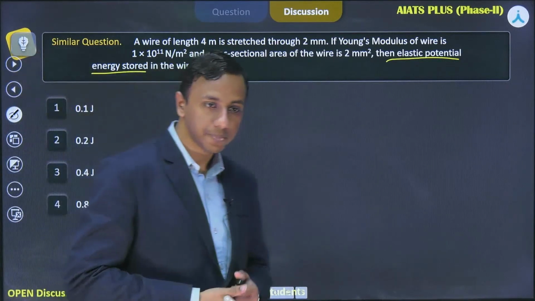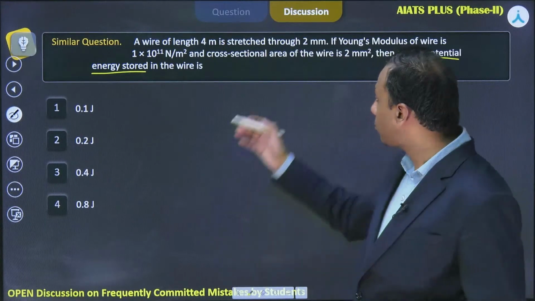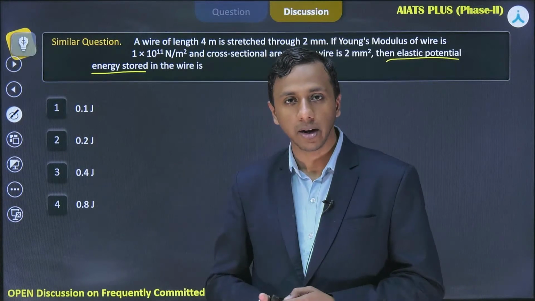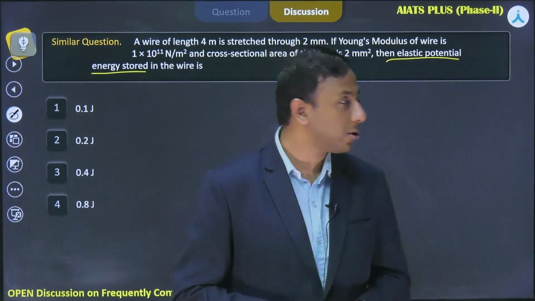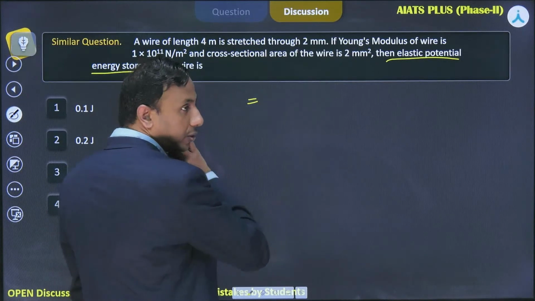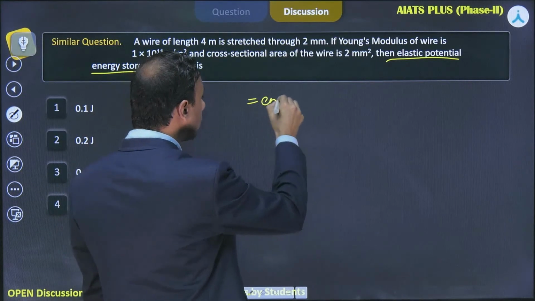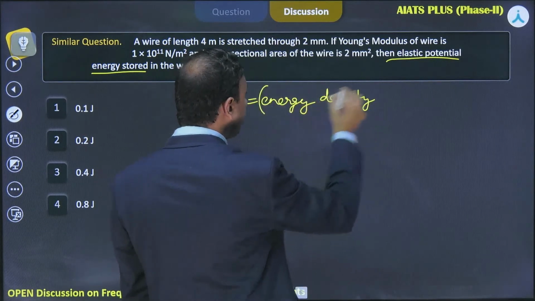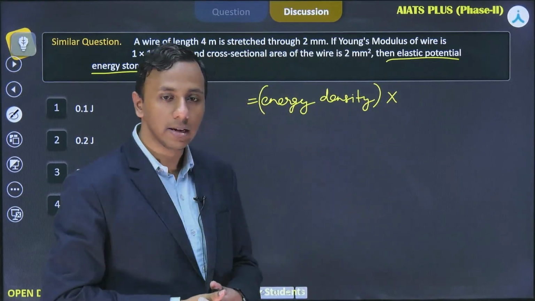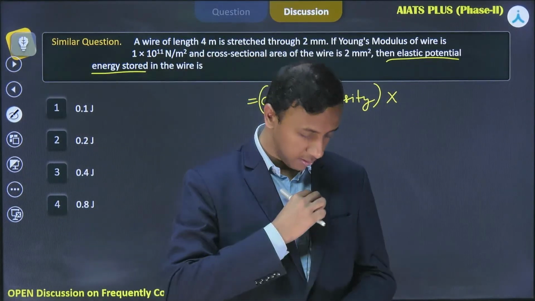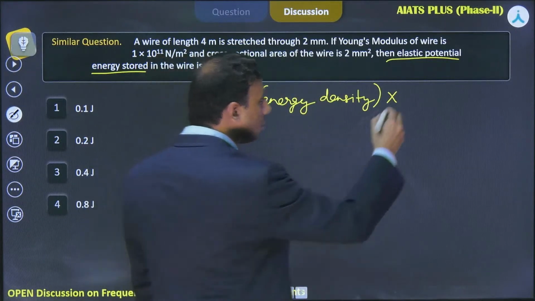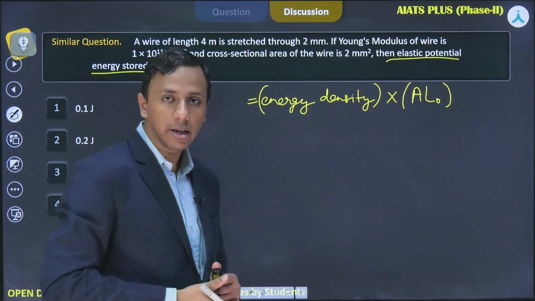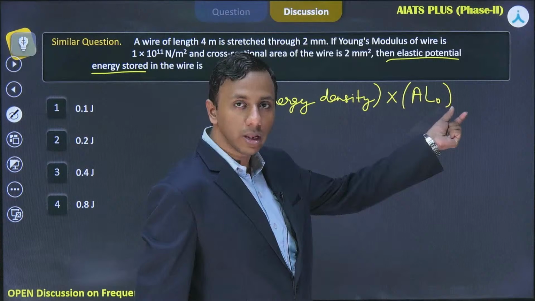Sorry about that. You are supposed to find the elastic potential energy stored in the wire, and we have just now derived the formula, right? If you know the energy density, you can find elastic potential energy as well. What would that be equal to? Energy density? Elastic potential energy is energy density into volume, isn't it? And what was volume equal to? A into L naught, right? What we had written earlier, the area of cross section into the length.